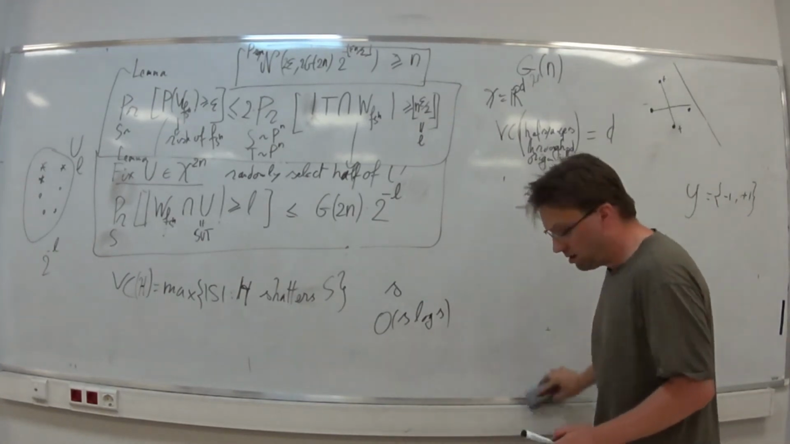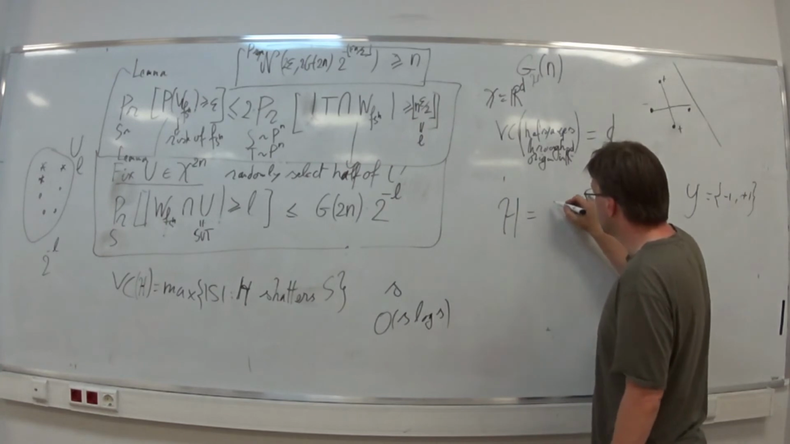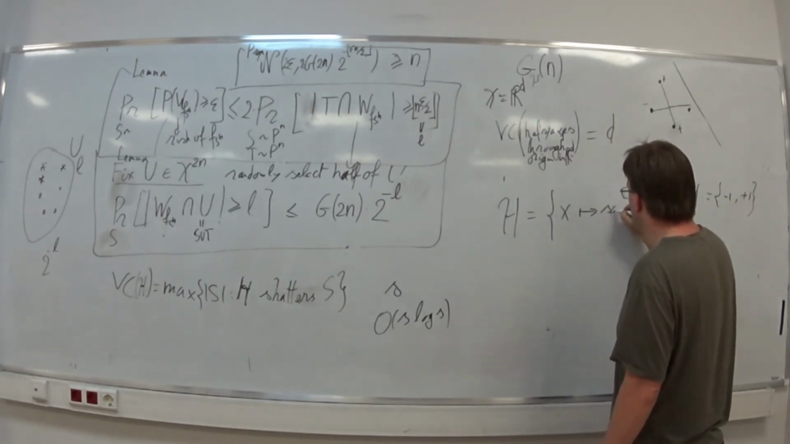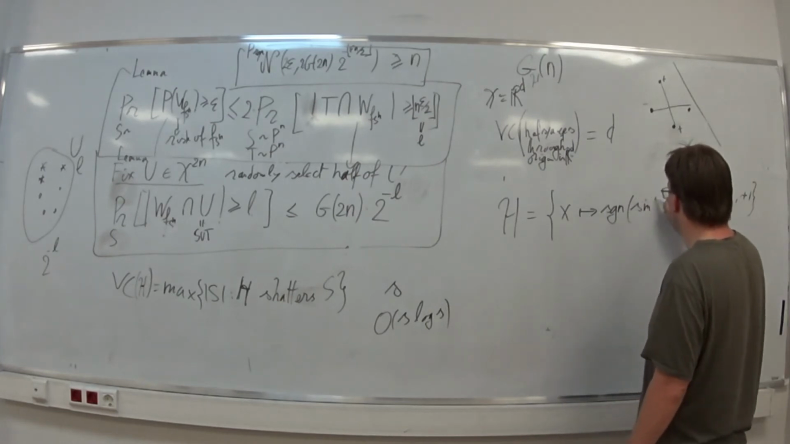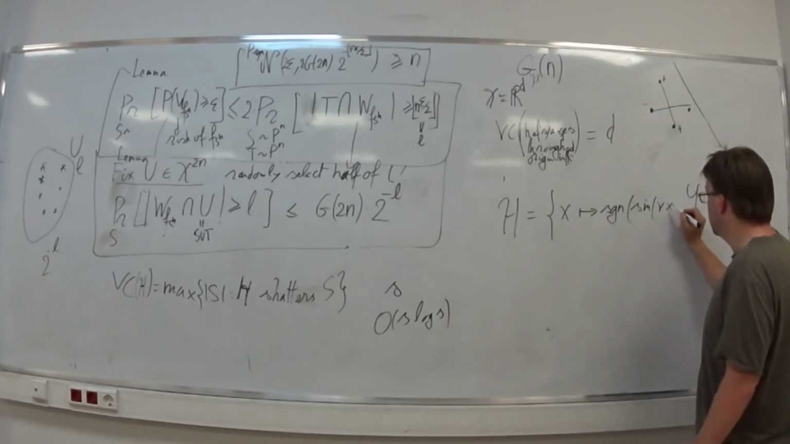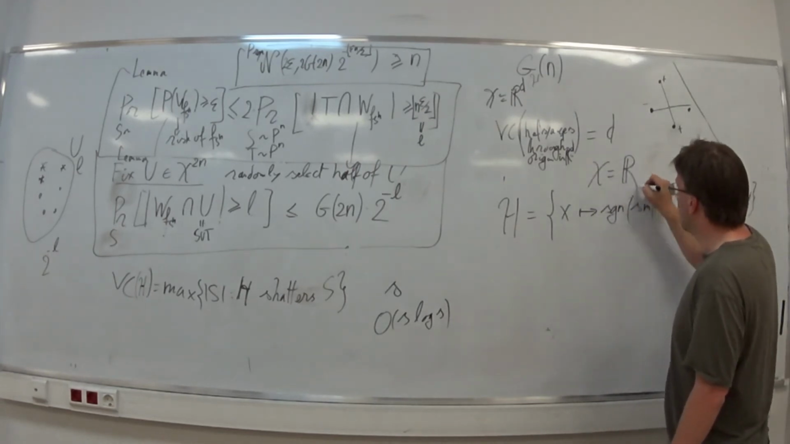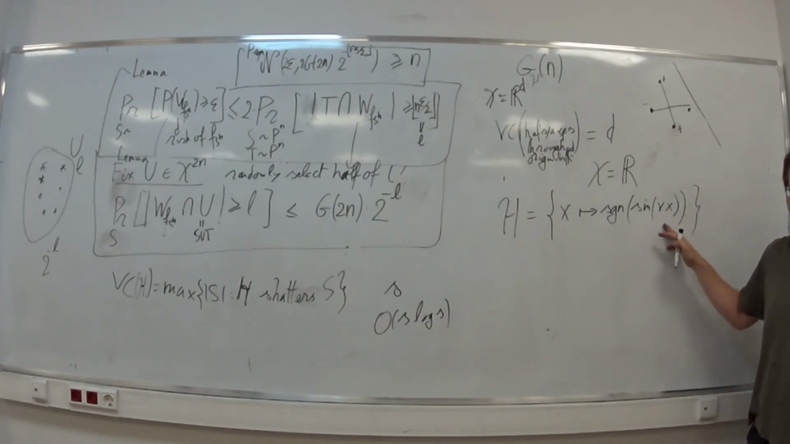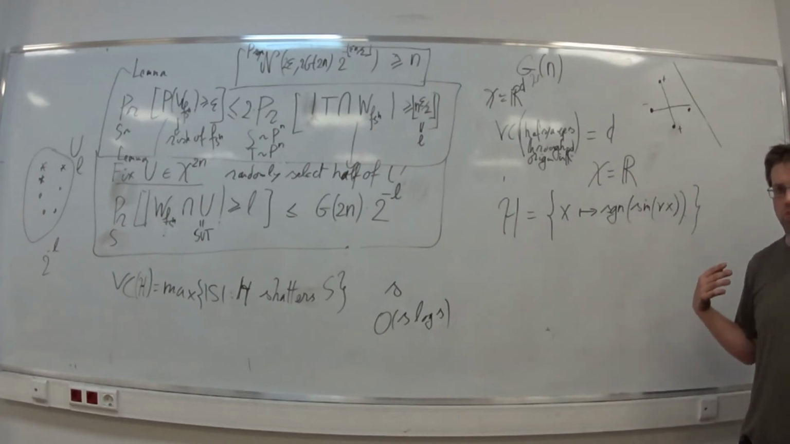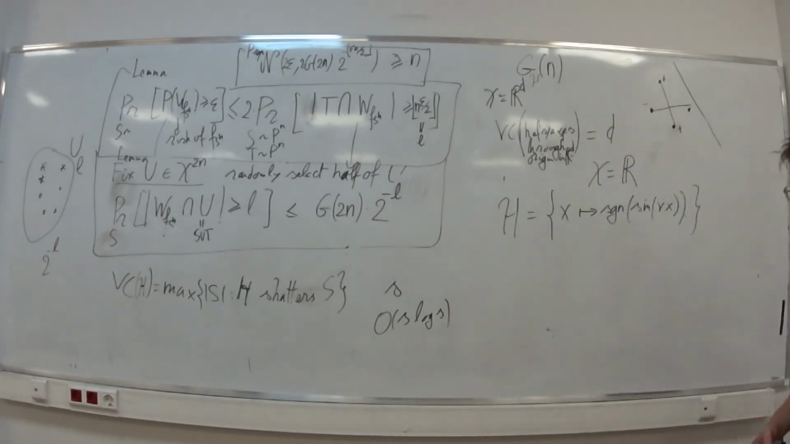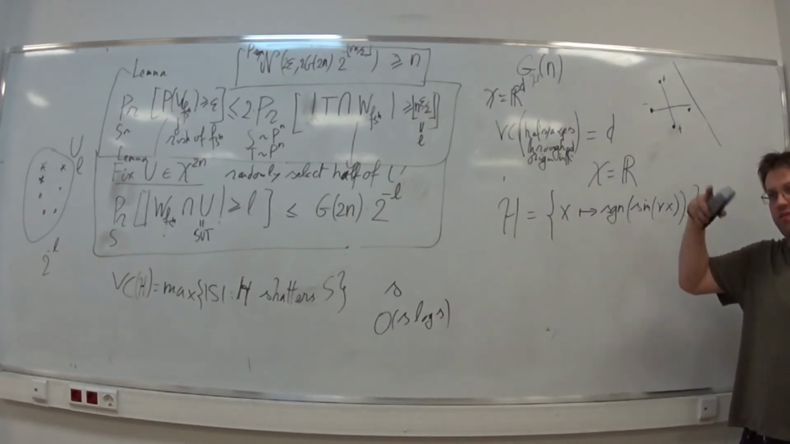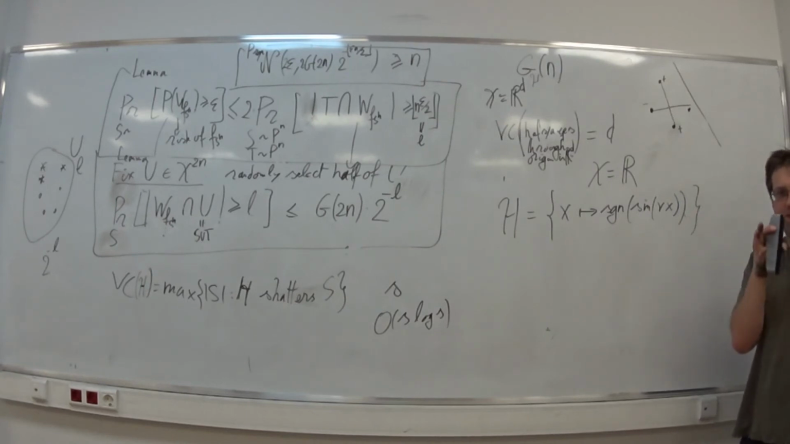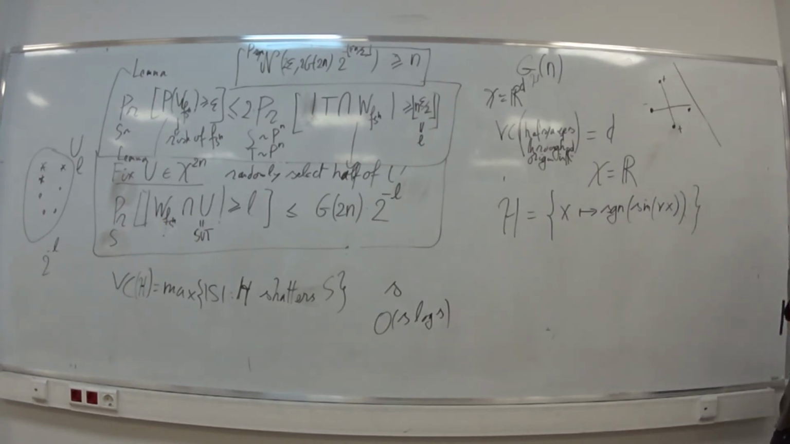Another example is sine functions. So when H is equal to the class of x goes to the sign of sine of nu x, and the input space is the reals, and y is still this. So there is only one parameter nu, and it has infinite VC dimension. But I don't have time to tell you the proof, it's a bit technical. You can make your function oscillate very fast, and if you oscillate fast enough, you can fit any values that are very close to the origin.